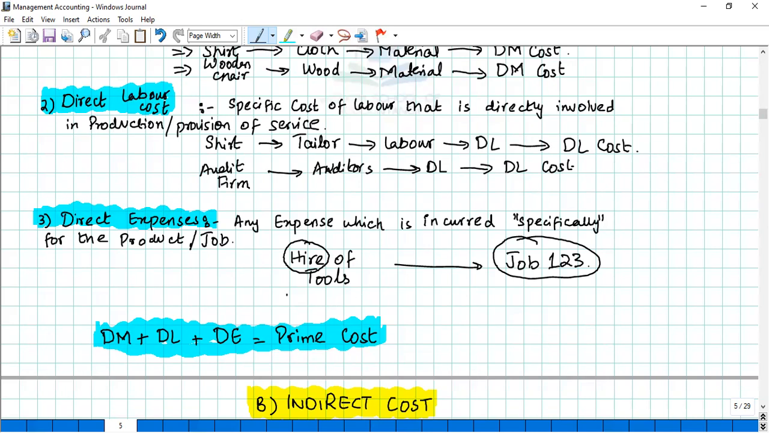Another example of direct expense can be royalties. Now, what is a royalty? Royalty basically means that if you are copying the design of someone, you have to pay them some charges for using or copying that design. Let's say you copied a design of a shirt. Now you have to pay the original designer some charges for copying his design. That is known as royalty. So royalty will also be your direct expense. These are some examples of direct expense. The sum of all direct costs is known as prime cost: direct material plus direct labor plus direct expenses is known as prime cost.